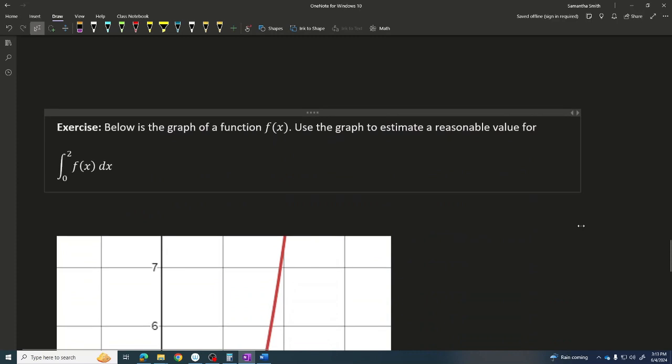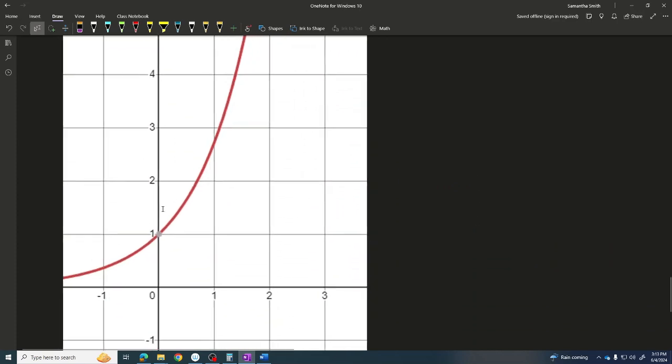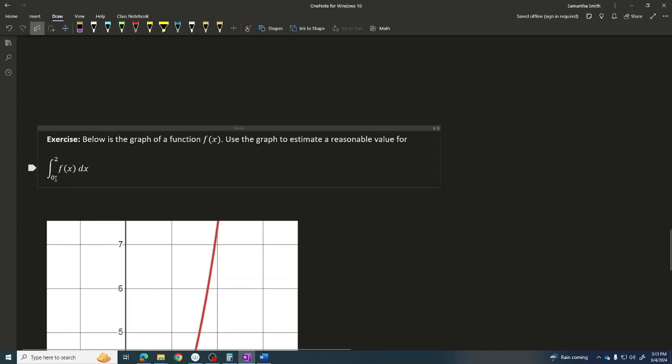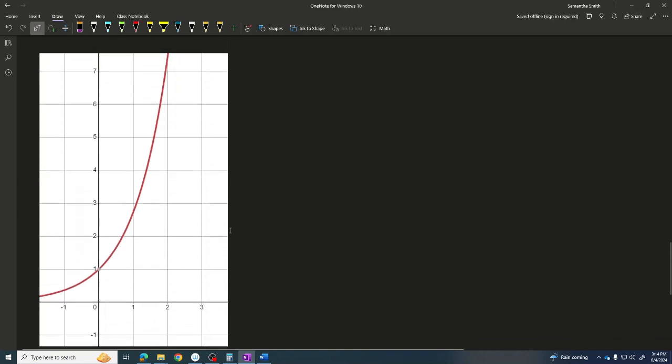Now finally, there may be situations where your graph is not suitable to find an exact calculation for the net area using geometry. However, it is always possible to use net area to estimate and approximate the value of your definite integral. So here, for example, we're given the graph of some function f of x, and they're saying use that graph to estimate what would be a reasonable value for the integral of this function from 0 to 2. This is really useful for checking your answers, for checking your work. If the value that you get from your definite integral is vastly different from the net area that you estimate from the picture, that's a sure sign that your calculations are probably wrong.